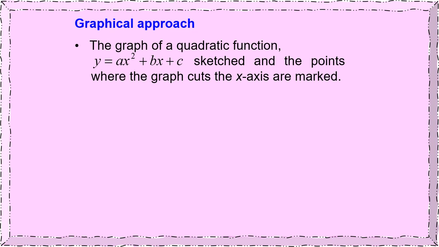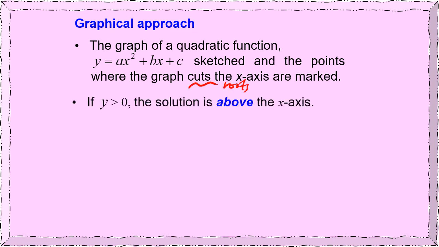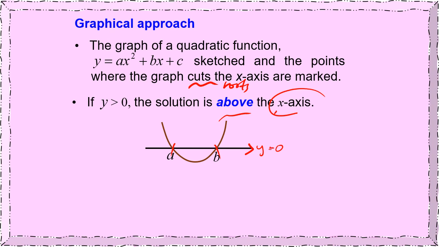So the graph of a quadratic function y equal to ax squared plus bx plus c, we sketch. So kita lukis, and the points where the graph cuts the x-axis are marked. The points that cut the x-axis are the roots, right? If y is more than 0, the solution is above the x-axis. So this is our graph. Let's say it is a smile graph. So we have the roots a and b cutting through the y equal to 0 point. So this is the x-axis, right? The x-axis is where y equals 0.